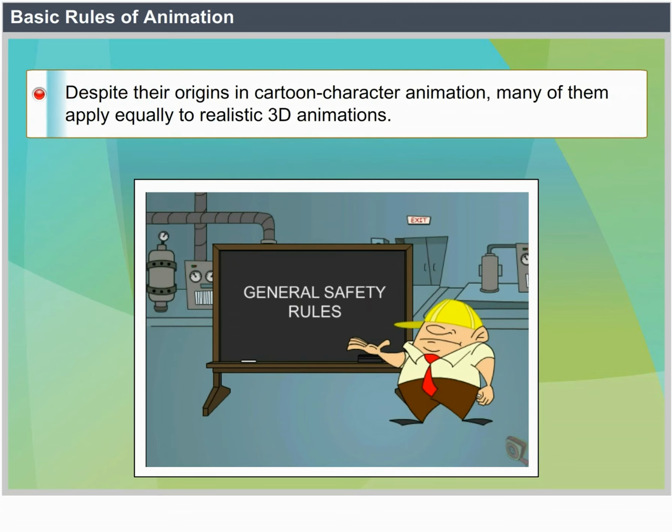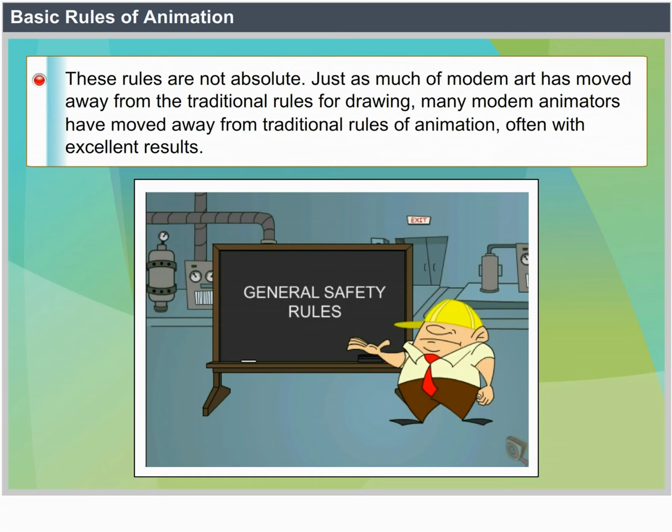Despite their origins in cartoon character animation, many of them apply equally to realistic 3D animations. These rules are not absolute. Just as much of modern art has moved away from the traditional rules for drawing, many modern animators have moved away from the traditional rules of animation, often with excellent results.